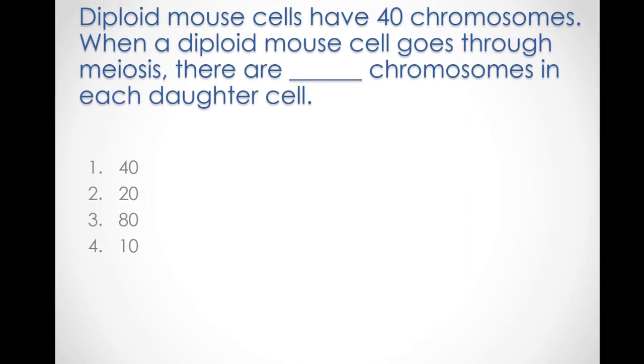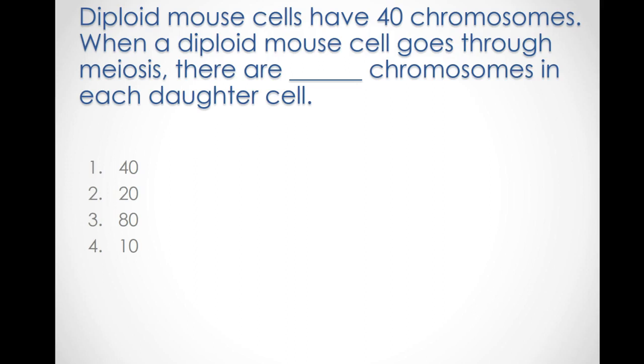Okay, quick comprehension check. See if you guys know this. We've got a diploid mouse cell that has 40 chromosomes. When a diploid mouse cell goes through meiosis, there are blank chromosomes in each daughter cell. Okay, so let's say that mouse cell with 40 chromosomes went through meiosis. Each of those 4 daughter cells it creates is going to have how many chromosomes? Will it have 40, 20, 80, or 10?